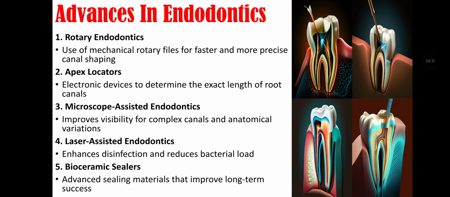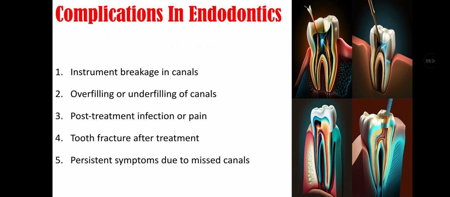Advances in endodontics. There are rotary endodontics, that is the use of mechanical rotary files for faster and more precise canal shaping. Then there are apex locators, that are electronic devices to determine the exact length of the root canal. Then there are microscope assisted endodontics that improve visibility for complex canal and anatomical variations. Then there are laser assisted endodontics that enhance disinfection and reduce bacterial load. Then there are bioceramic sealers, that are advanced sealing material that improve long-term success.